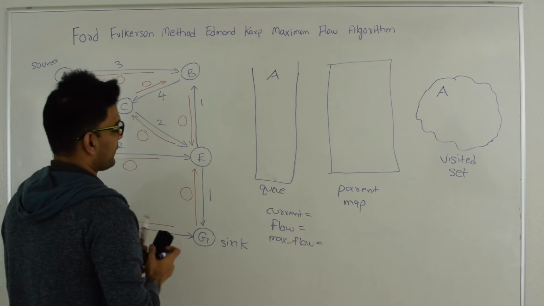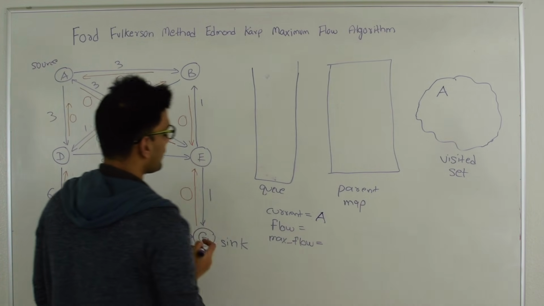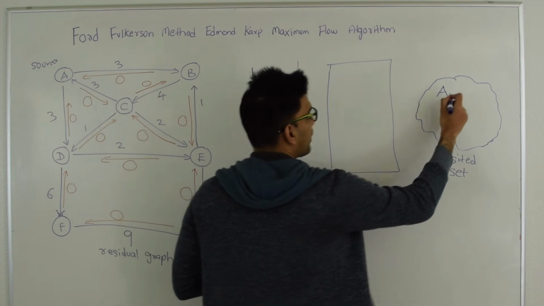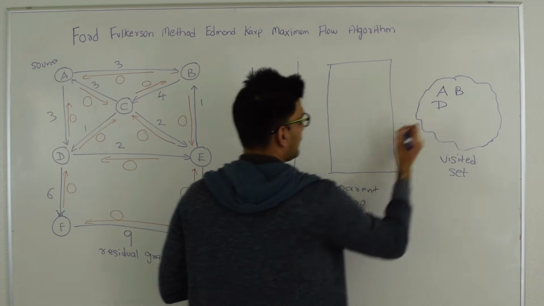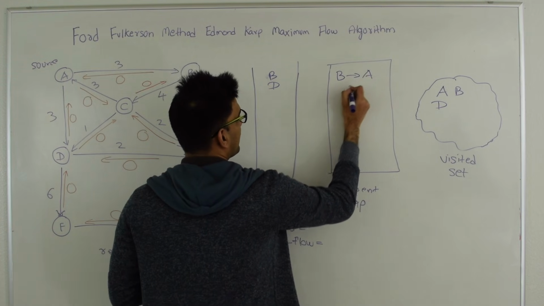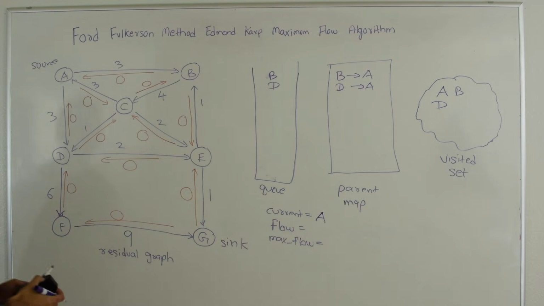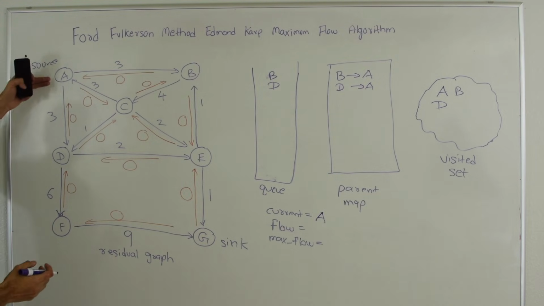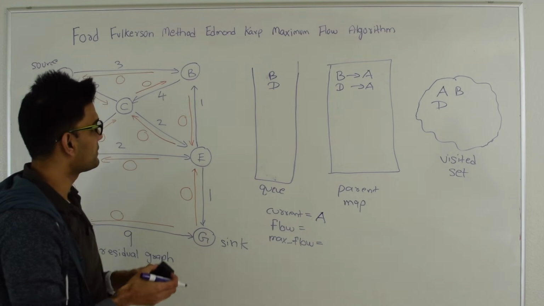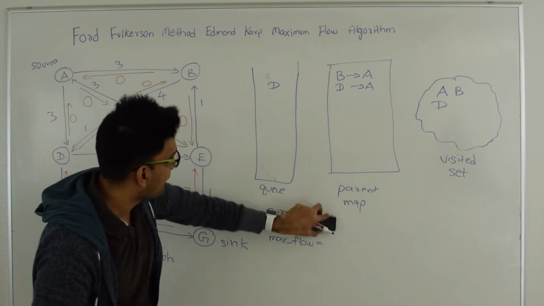So B and D are 2 such neighbors whose residual capacity is greater than 0 and who are not visited. So what we're going to do is take A out, make it current, then add B and D into this queue, mark B and D as visited, and also update this map saying that B got introduced by A and D also got introduced by A. Then we are done exploring A. Then we are going to go to the queue, and we keep going until the queue is empty. So we remove the top of the queue, and then current becomes B.